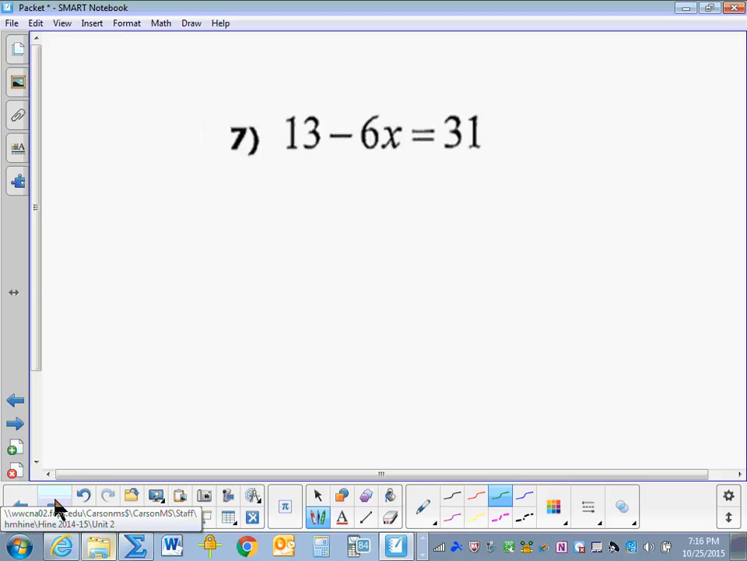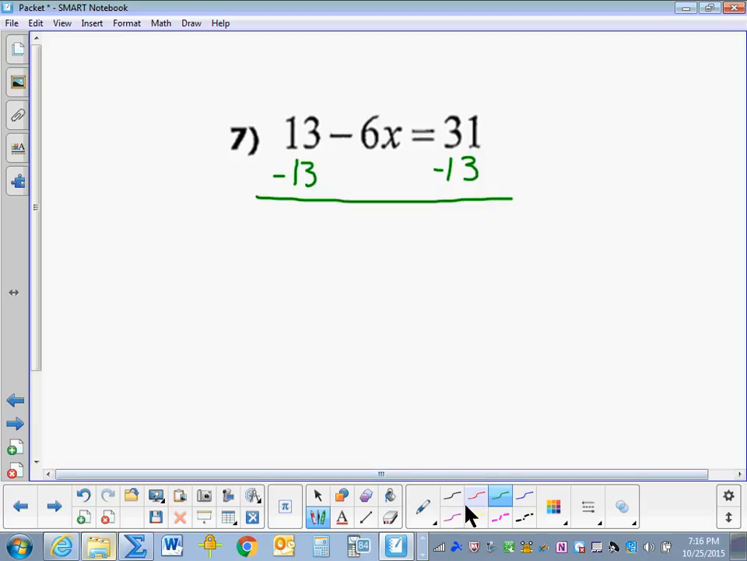Number 7, 13 minus 6x equals 31. We want to isolate x. It's being multiplied by a negative 6. So we're going to first subtract this 13. So we're going to minus 13 on the left. We're going to minus 13 on the right. And that's going to leave us with negative 6x equals 18. X is being multiplied by negative 6, so we're going to divide each side by negative 6. So x is equal to negative 3.